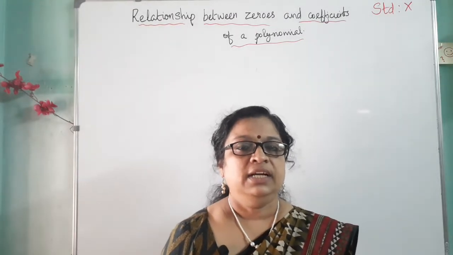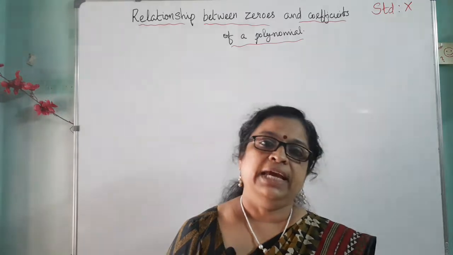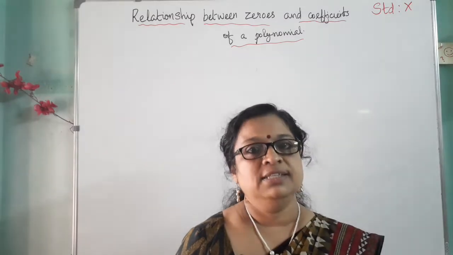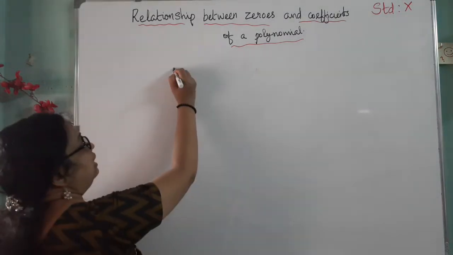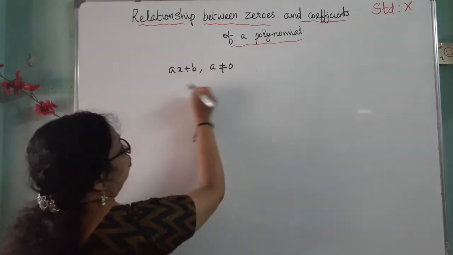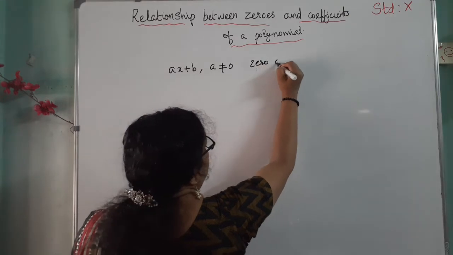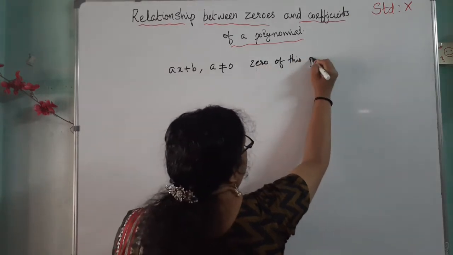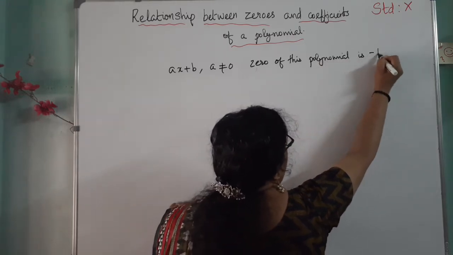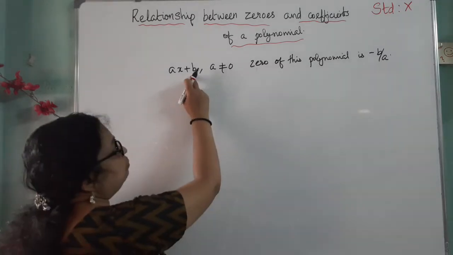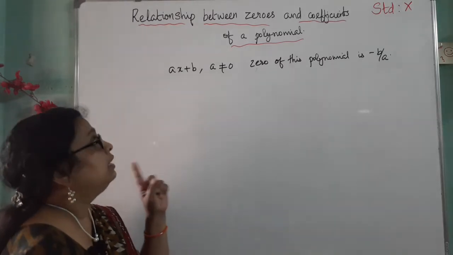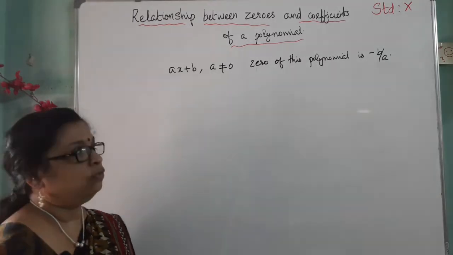Last class we studied a linear polynomial of the form ax plus b, where a not equal to 0. The zero of that polynomial is minus b by a, that is, minus of constant term divided by coefficient of x. Now we can study the relationship between zeros and coefficients of a polynomial.